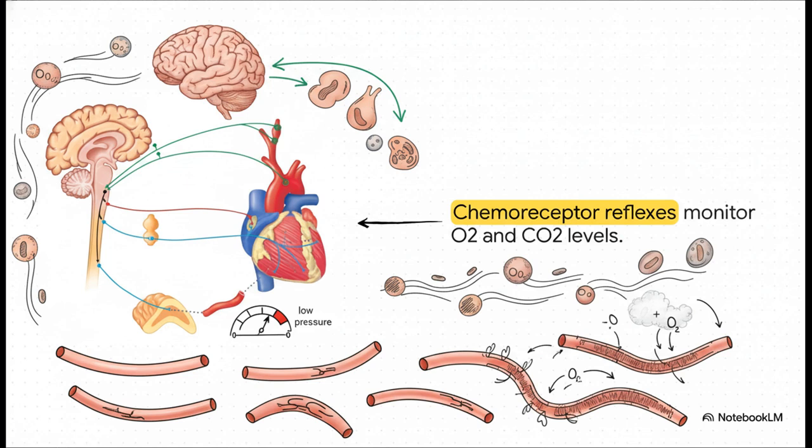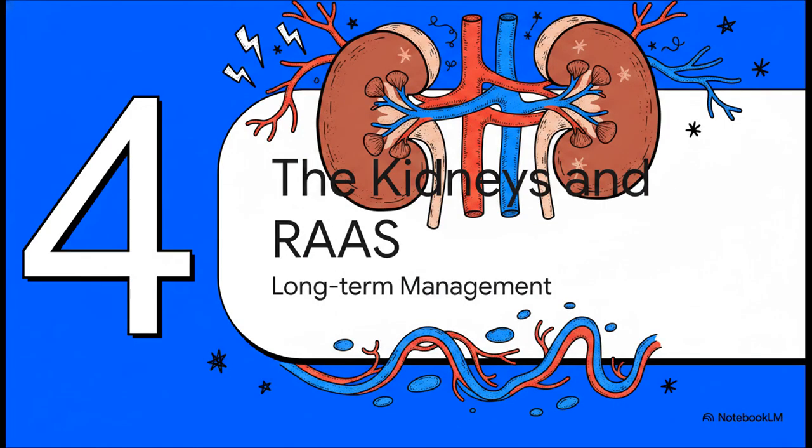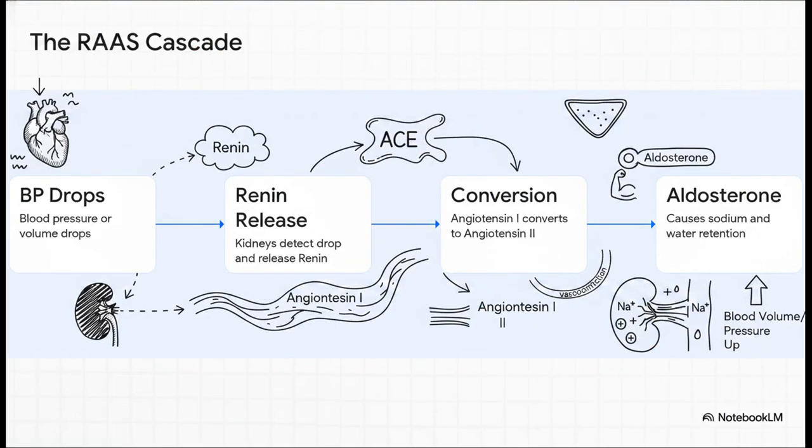Now, while the nervous system handles these rapid, split-second emergencies, the heavy-duty, long-term management of our fluid circuit relies heavily on our kidneys. Let's shift gears to Section 4. The kidneys and RAAS. This is where we meet a real game changer, the Renin-Angiotensin Aldosterone System, or RAAS. Let's walk through this step by step because it's absolutely crucial for sodium homeostasis and blood pressure control.